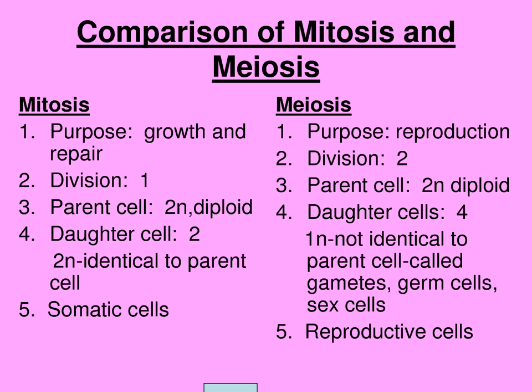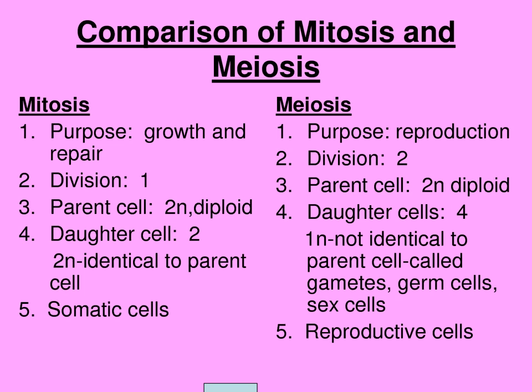So, comparison of mitosis and meiosis. The purpose of mitosis is growth and repair of cells. So skin cells, hair cells, blood cells, all different kinds of cells. Whereas meiosis, the purpose is reproduction. There's only 1 division in mitosis. There's 2 in meiosis.